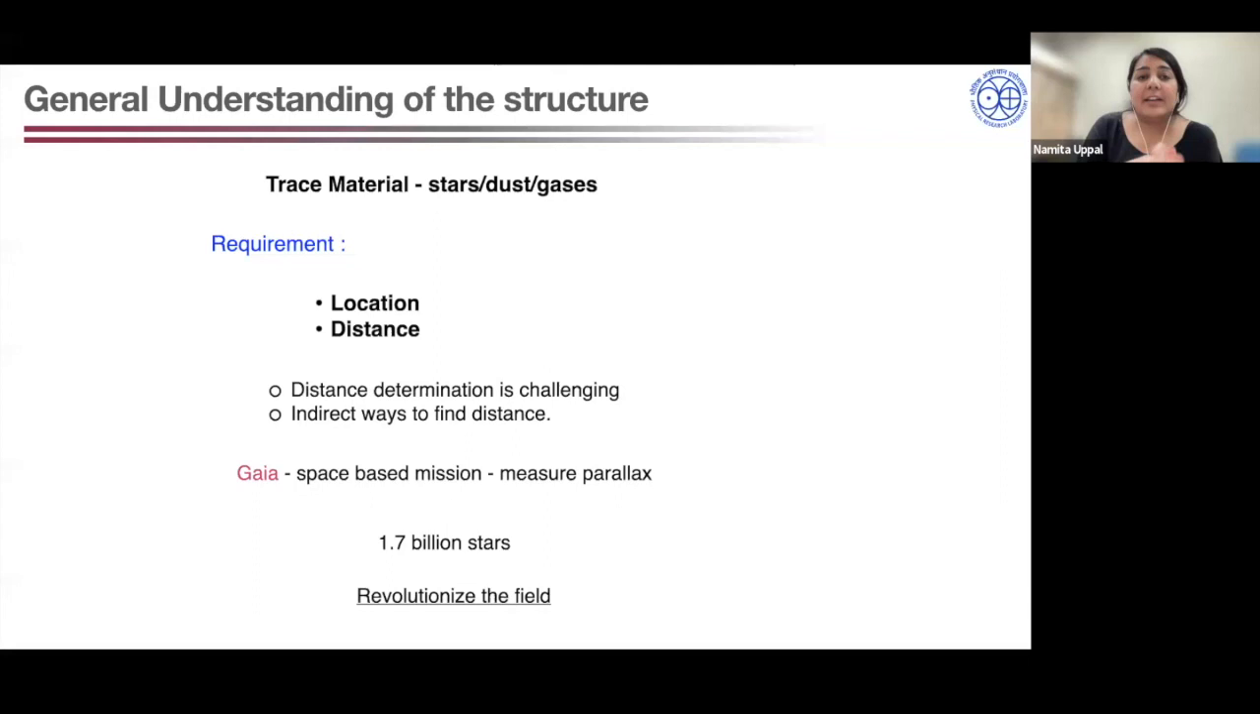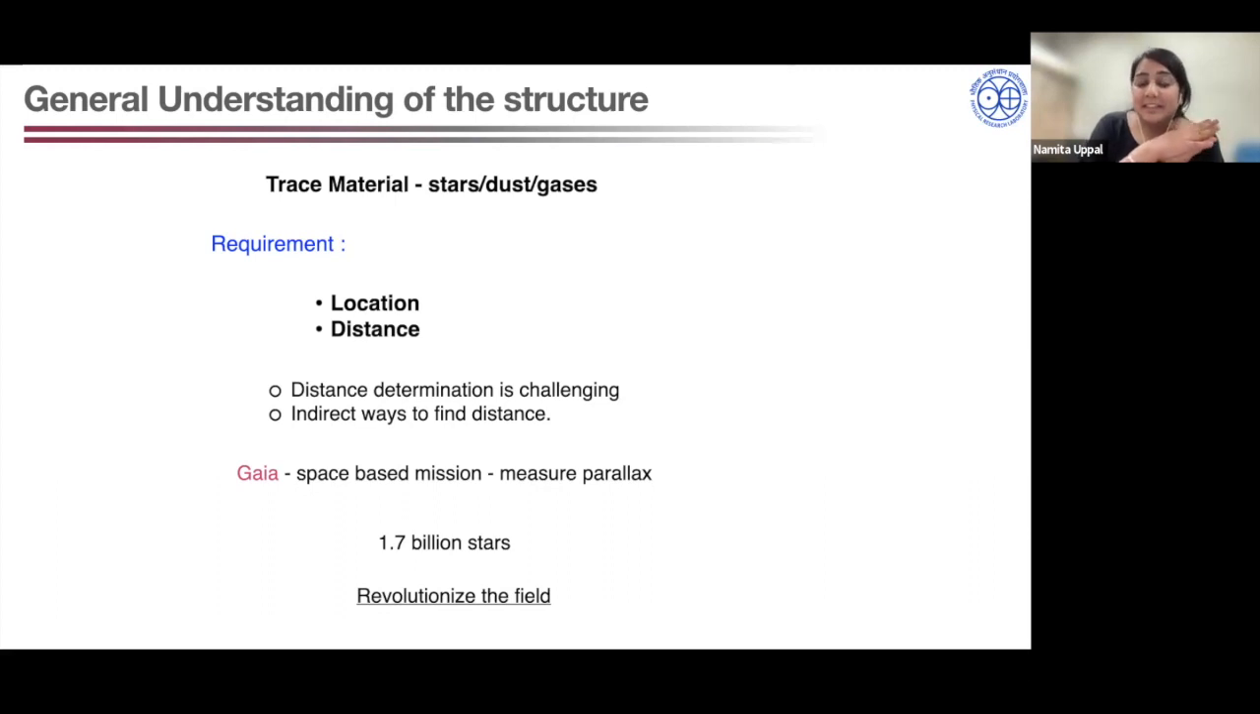But if we want to trace the stars, we need to know the location as well as the distance of each and every star. In astronomy, we know that distance information is very hard to get. It is very challenging. There are some indirect ways to find the distance of some subpopulations of stars, but we will not get the distance information for every star.